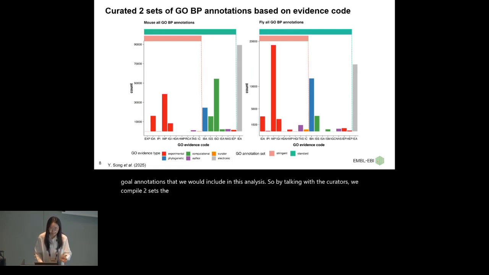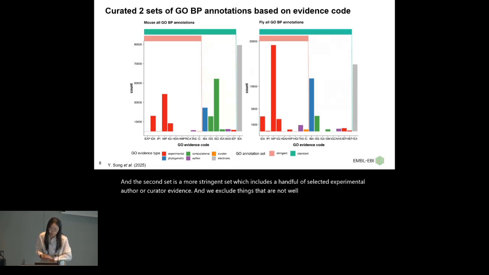The first set is the one indicated with the green color. It is the standard set, which means that we only include every term that's been checked by human. And the second set is the more stringent set, which includes a handful of selected experimental, author, or curator evidence, and we exclude things that are not well supported.